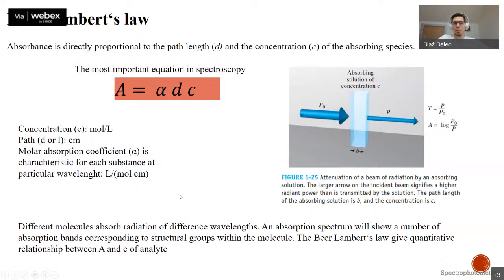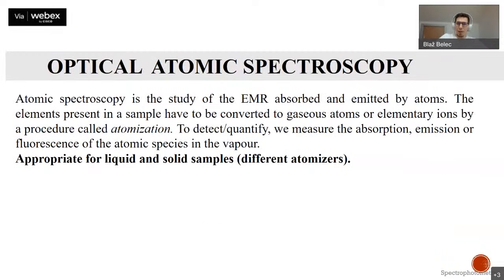Different molecules absorb radiation of different wavelengths, and then the absorption spectrum will show a number of absorption bands corresponding to the structural groups within the molecule. With the Beer-Lambert law, we can calculate the relationship between the absorbance and the concentration of analytes. So with this, we do the quantitative analysis. As I said, these were the basics of spectrophotometry. The Beer-Lambert law can be applied for atomic absorption and molecular absorption spectroscopies, but when we are dealing with molecules, it gets more complicated. I will present that to you a little bit later.